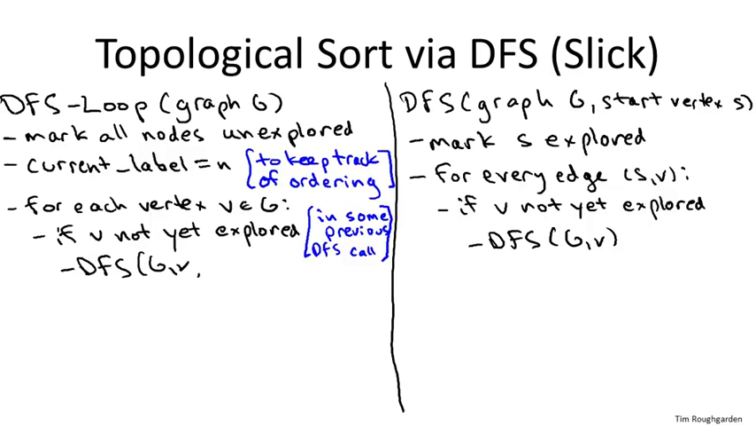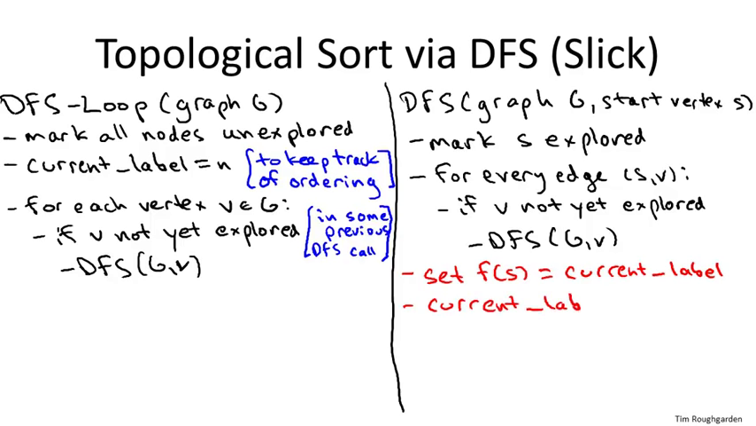So when's the right time to assign a vertex its position? Well, it turns out the right time is when we completely finish with that vertex. So we're about to pop the recursive call from the stack corresponding to that vertex. So after we've gone through the for loop of all the edges outgoing from a given vertex s, we set f of s equal to whatever the current label is, and then we decrement the current label. And that's it. That is the entire algorithm.